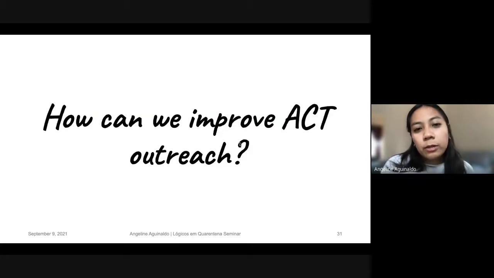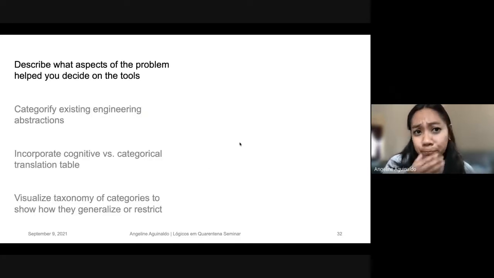Okay, so that's the end of the examples that I wanted to discuss, and then we're almost wrapped up here. I just wanted to provide some idea of how we can improve applied category theory outreach for engineers. So one of the ideas is just to describe what aspects of the problem help you decide on the tools.